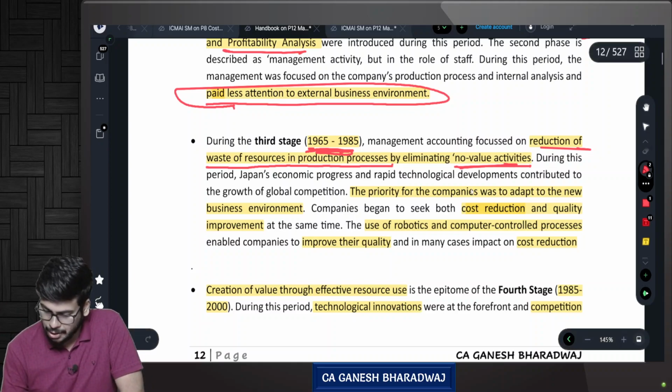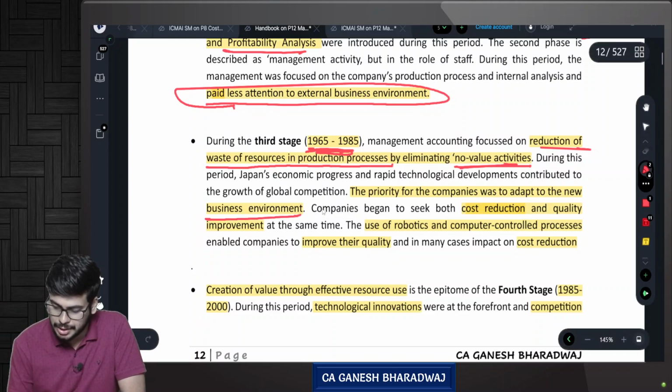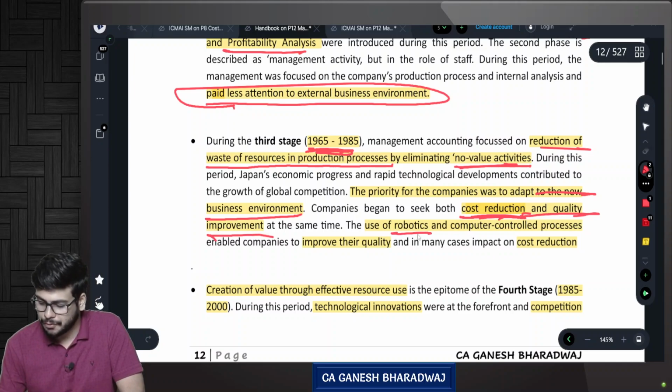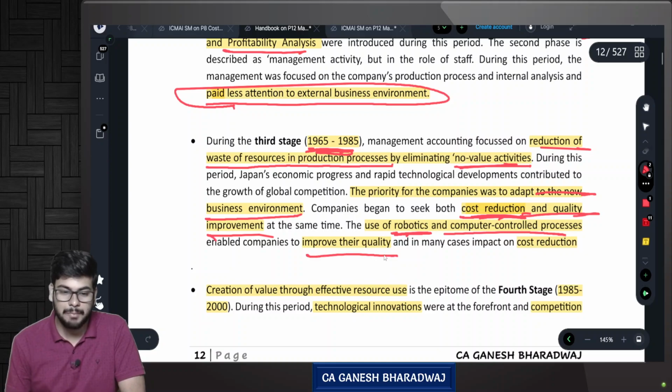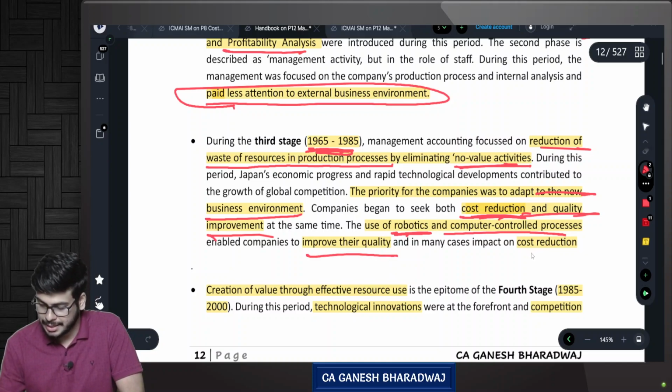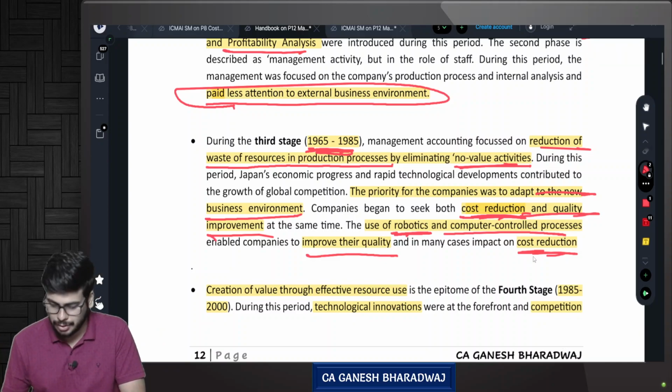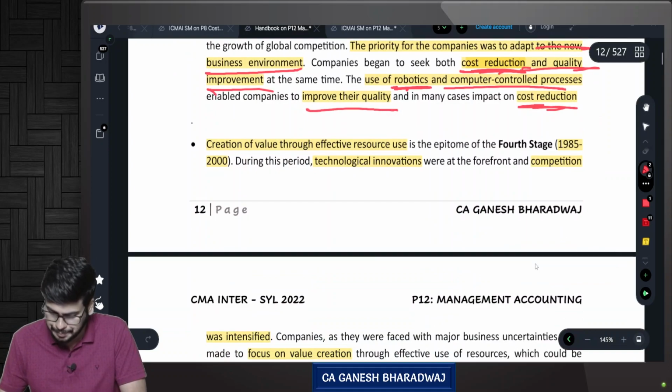The priority for the companies was to adapt to the new business environment. So companies began to seek both cost reduction and quality improvement. At the same time, the use of robotics and computer controlled processes enabled the companies to improve their quality, and in many cases it had an impact on cost reduction. So if you remove all your non-value added activities, obviously you come up with cost reduction.